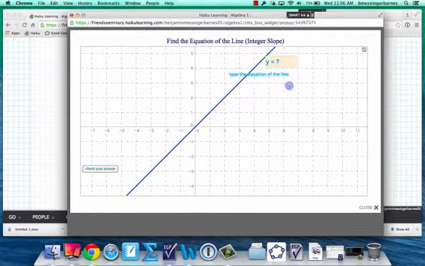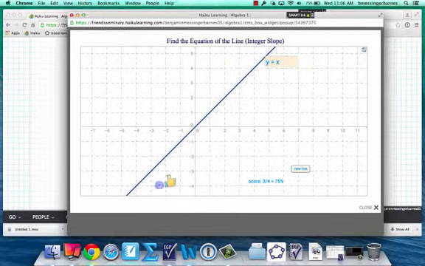But if, for instance, y equals 0 plus 1x, if I click check my answer now, I think I'm going to get a thumbs up, but it's not going to count it towards my total. Yeah, see, it's like, you're right, but it didn't count it towards your score.